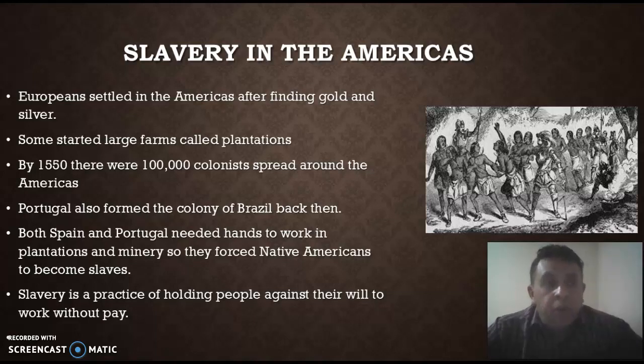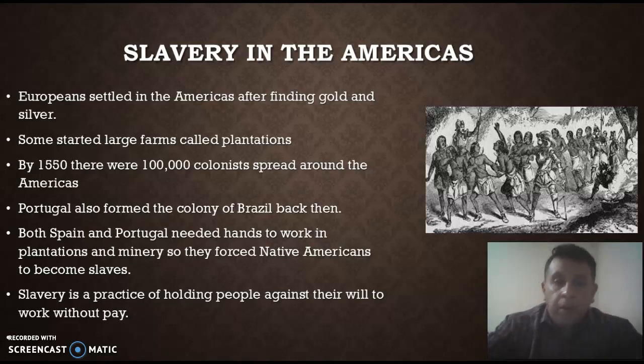It also says that both Spain and Portugal needed hands to work in plantations and mining. So guess what? They started to force Native Americans to become slaves. Now, just in case, we need to understand that slavery is a practice of holding people against their own will, and they have to work without getting paid. So a slave is someone who will not get any pay and will be working against their own will.